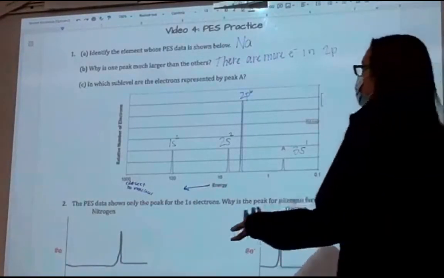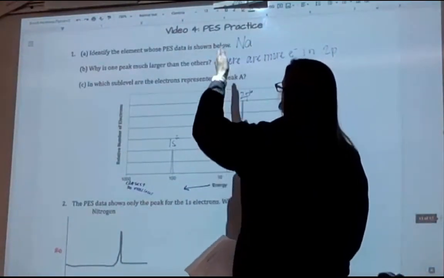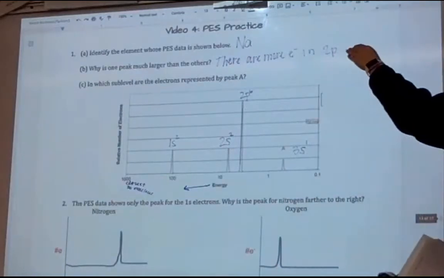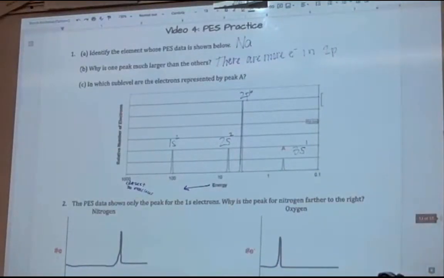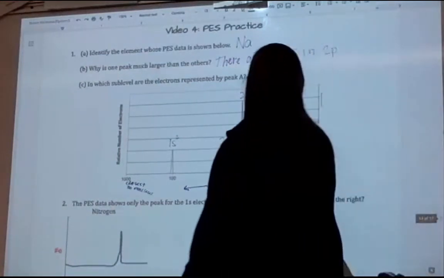And then for C, notice how by labeling the electron configuration, we were able to already have the configuration for A, and we're able to answer part C. So in which sublevel are the electrons represented by peak A? So what's the sublevel that we labeled here? 3s.